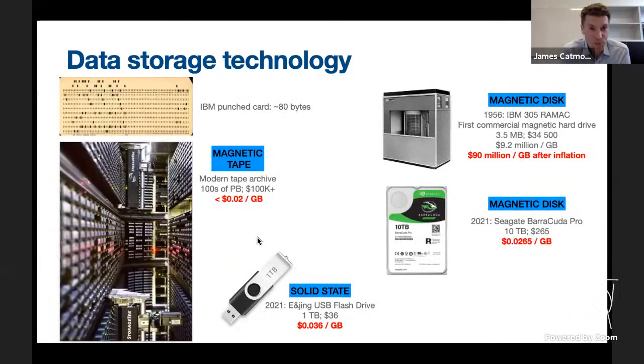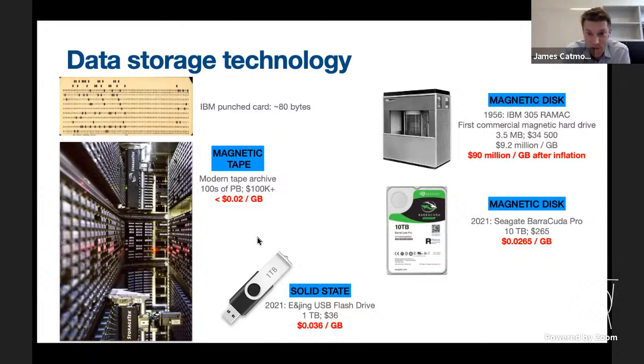And the technology that we use to store data has improved enormously over the years. It all began with IBM's punched cards, which could store around 80 bytes. And the first magnetic disk storage system came out in 1956. And it could store 3.5 megabytes. So that's just 1.5 ebooks on your Kindle. And it cost $34,500, which after inflation is about $90 million per gigabyte.